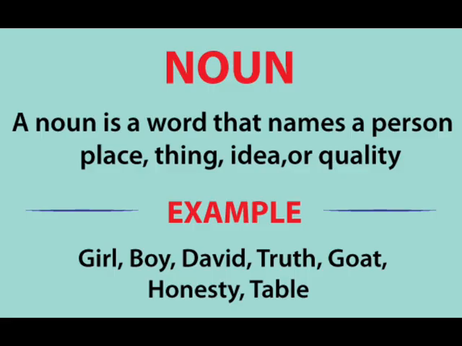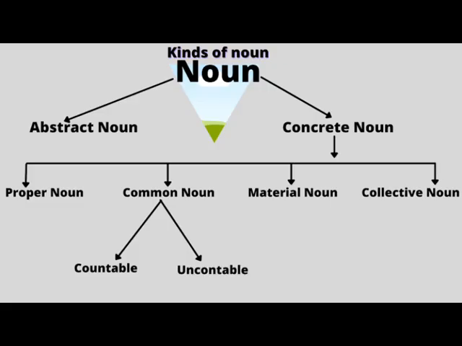So, as I said earlier, a noun is a word that names a person, a place, things, or idea and quality. So, for example, a girl, a boy, David, truth, God, honesty, and table are some examples. So now let's take a closer look at the types of nouns. Let's see the types of nouns in detail.